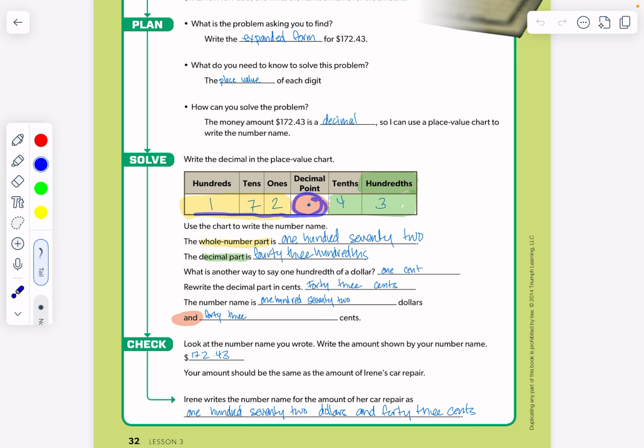Now, because we're talking about money, we have to ask ourselves, what is another way to say 1/100th of a dollar? Well, we know 1/100th of a dollar is 1 cent. So we want to write the decimal parts in cents. So instead of saying 43 hundredths, we want to say 43 cents. The number name is $172.43.